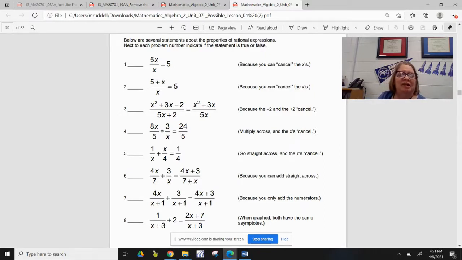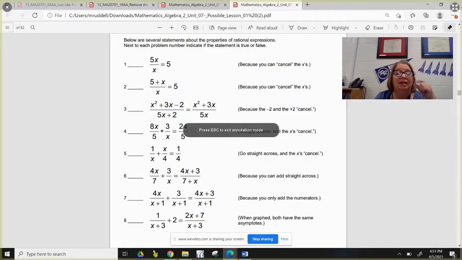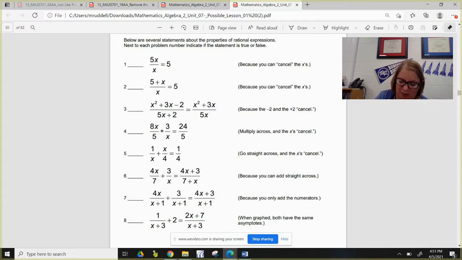Number 1 says 5x divided by x equals 5, because you can cancel the x's, and that is true. In this case, because the 5 and the x are multiplied, you can cancel one without the other. You can cancel those x's. Okay, number 2 says 5 plus x divided by x equals 5. These x's you cannot cancel because of that addition. That's false. You cannot cancel just those x's.